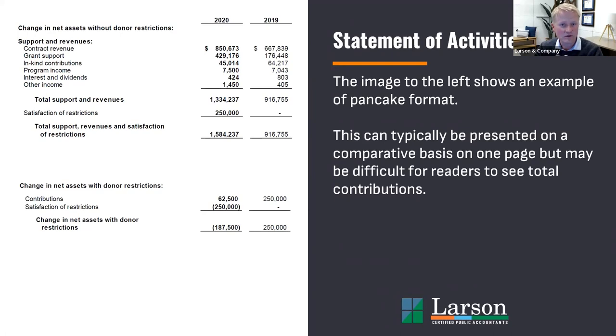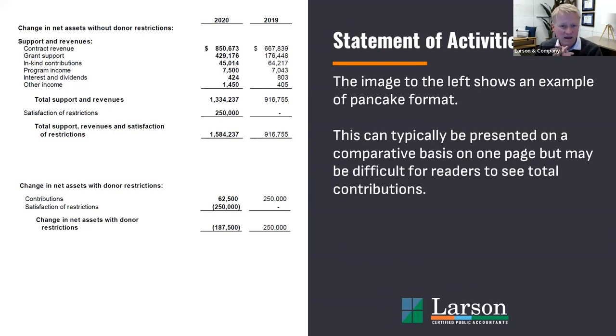That section is going to be first. And then once it's presented the change in net assets without donor restrictions, below that, it presents the change in net assets with donor restrictions. And this can typically be presented on a comparative basis on one page.